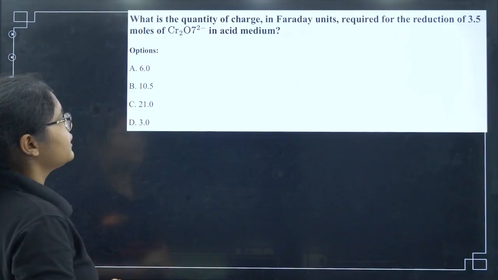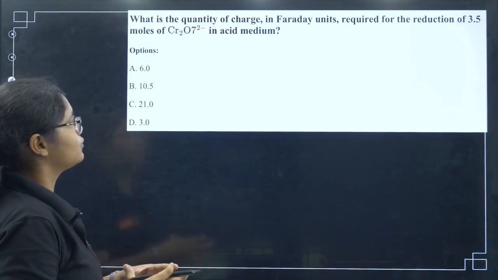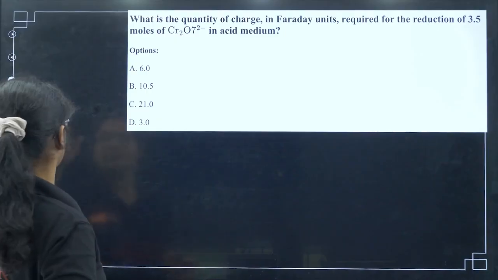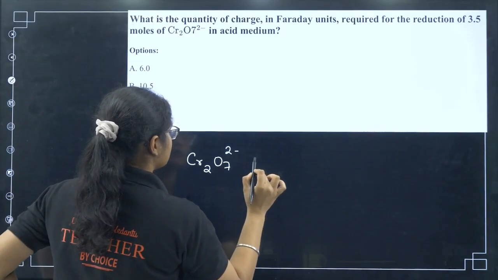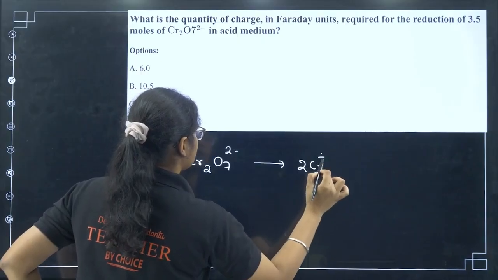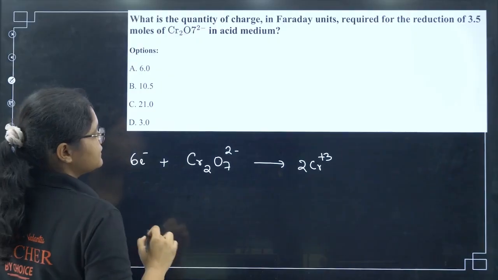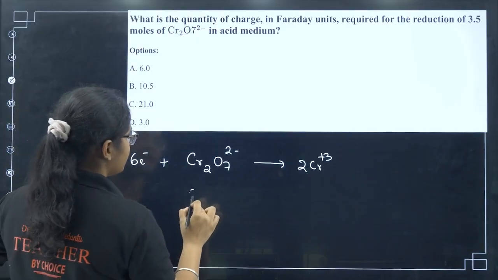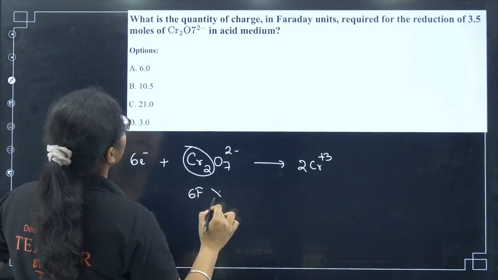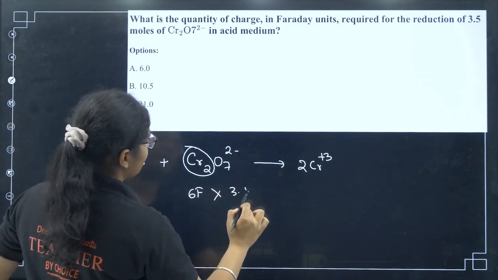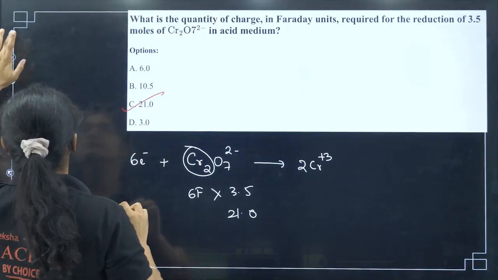Next, what is the quantity of charge in Faraday units required for the reduction of 3.5 moles of Cr2O7 2 minus in acidic medium? I have done this question so many times. Cr2O7 2 minus to 2Cr3 plus requires 6 moles of electrons, right? So, 6 Faraday is required for 1 mole of Cr2O7 2 minus, and in the question I have been given 3.5, so that is 21 moles or 21 Faraday. So, option number C.